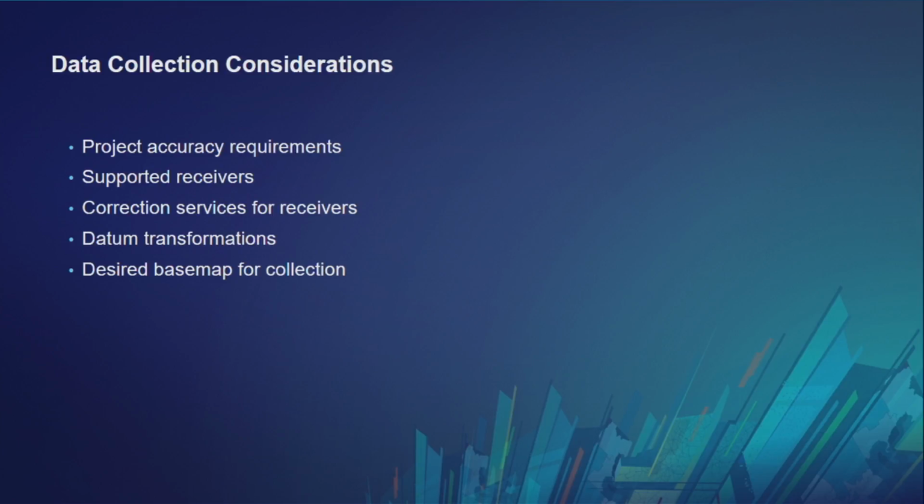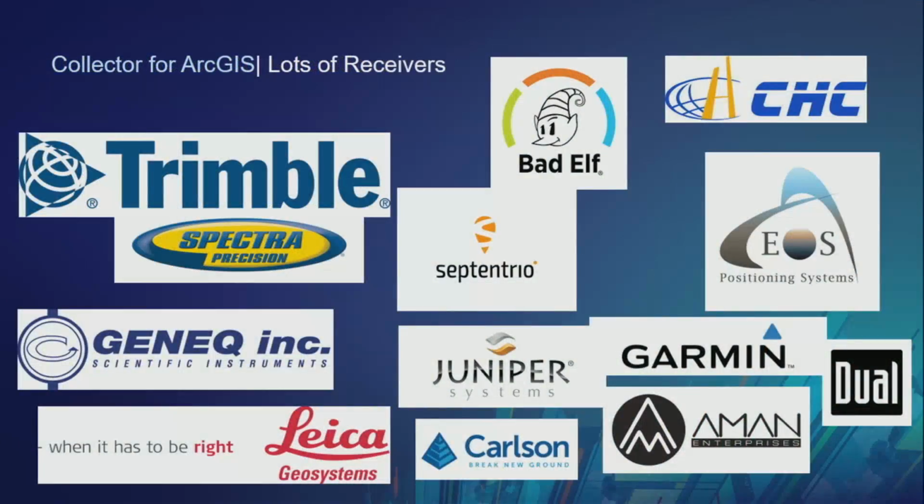And then the last is about the base map used for collections. There are two considerations about the base map. One is that you will use the base map as a reference, so the accuracy of your base map is important. Maybe your base map is not that accurate and the location from the GPS receiver is accurate, so you may not see a match, but who is right? Maybe the base map is right, or maybe the location from GPS is right. Another consideration is the spatial reference of the base map, because it will impact the data transformation choices. So let me go into the details of those considerations.